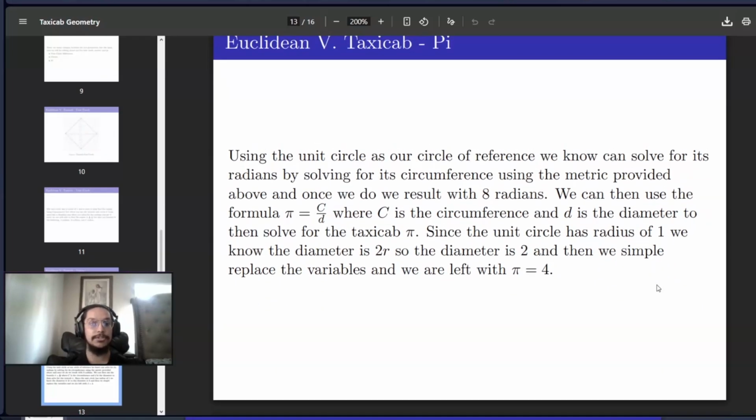Now, the unit circle is going to be our circle of reference because it has a radius of 1, and we could use the measurement that we know, which is 8 radians for the circumference, and then we could use the formula known as pi is equal to the circumference divided by the diameter. So C is going to be our circumference, and d is going to be the diameter to solve for the taxicab version of pi. Since the unit circle has a radius of 1, as we stated above, the diameter is 2r, which is equal to 2. And since the circumference is 8, we just simply remove the variables and replace them with the numbers that we have gotten now. So we have 8 radians divided by 2, which is equal to 4. So pi is equal to 4, as stated above in the unit circle.